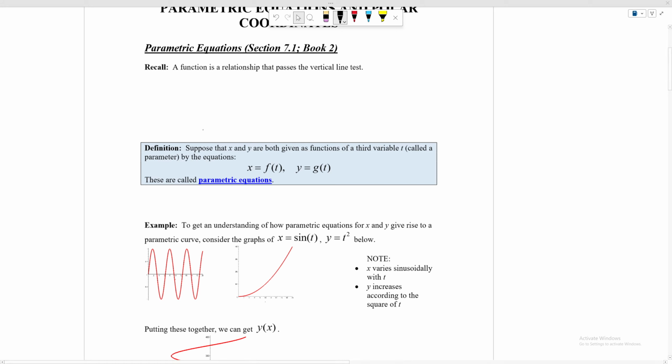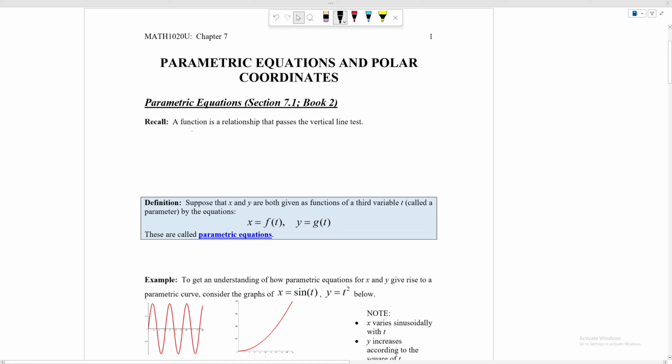So what is a parametric equation? So here it says recall that a function is a relationship that passes the vertical line test. So a function that is y in terms of x or x in terms of f or whatever the function is, which is usually some variable in terms of another variable, right? It's some variable in terms of another variable, and that is the function usually.